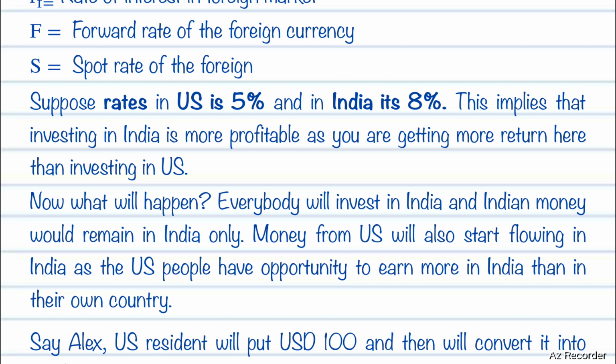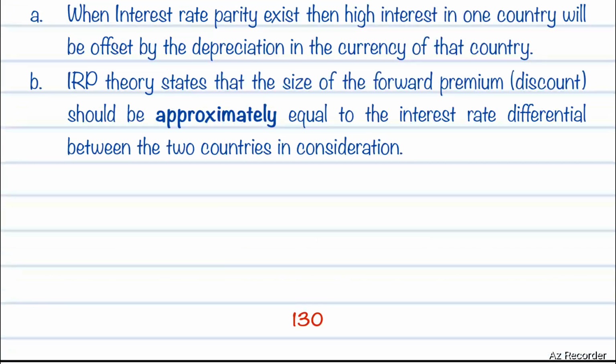When interest rate parity exists, then higher interest in one country will be offset by depreciation in the currency of that country. Interest rate parity theory states that the size of the forward premium or discount should be approximately equal to the interest rate differential between the two countries in consideration.